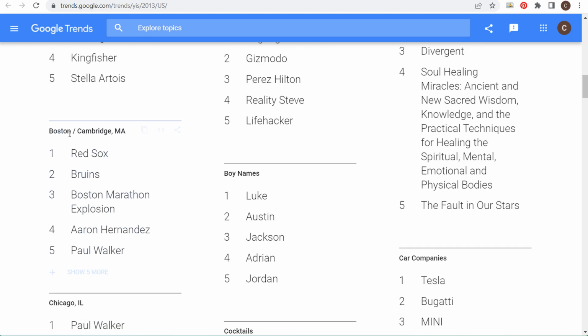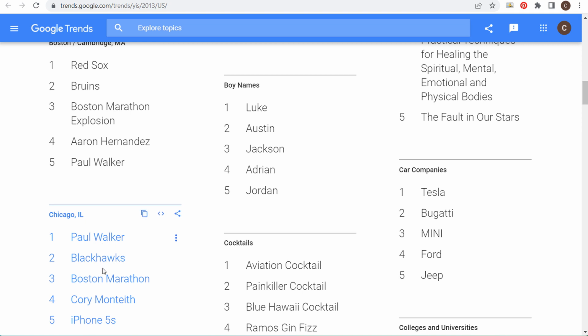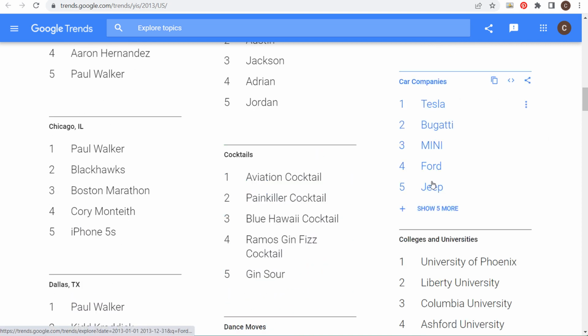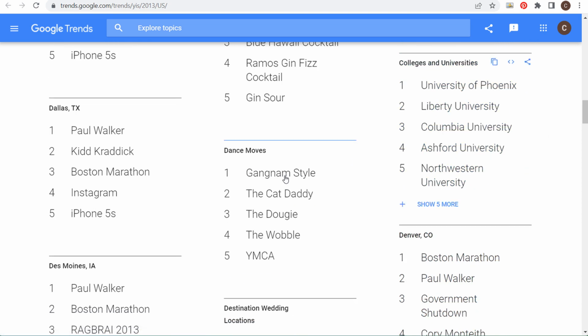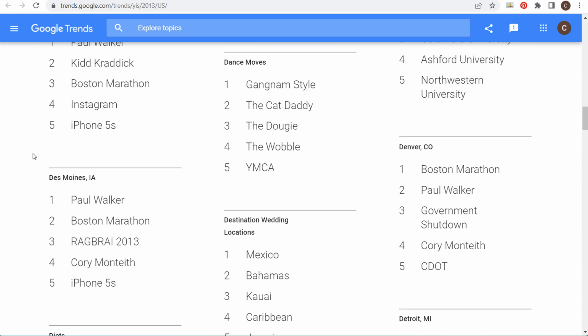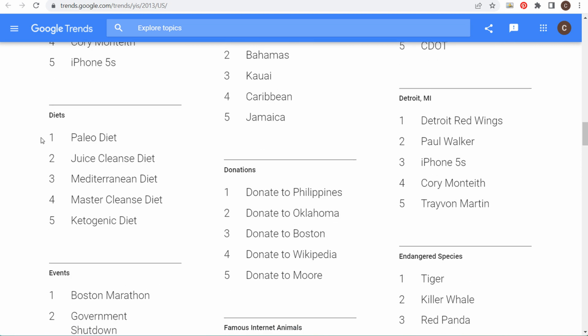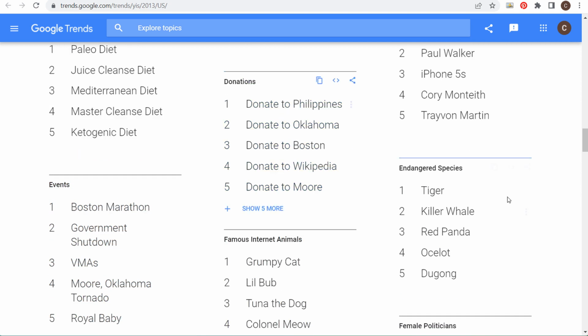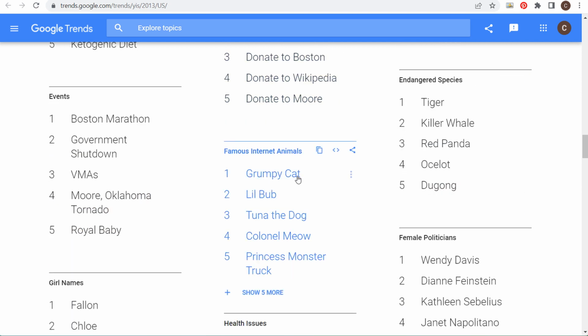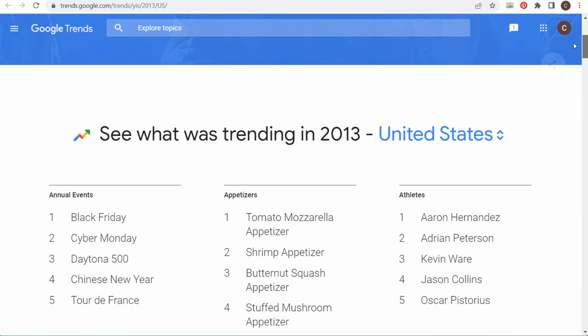Keep coming down here. So what's trending in different areas? Trending cocktails, trending car companies, trending colleges and universities, trending dance moves. So you can see some pretty cool things here. I mean, if you're looking at trending dance moves, obviously a lot of these are no longer trending. Keep coming down, different diets and how popular they are. Donations, endangered species, famous internet animals. So it's kind of cool to come through the year in search and just see what was trending.